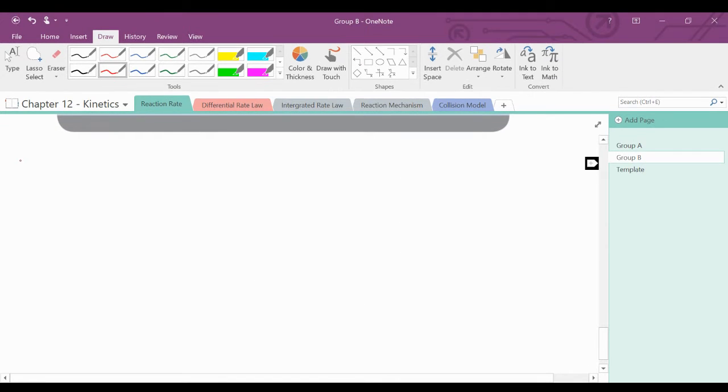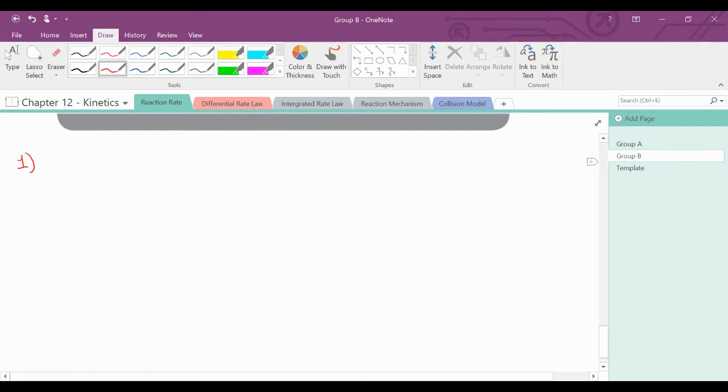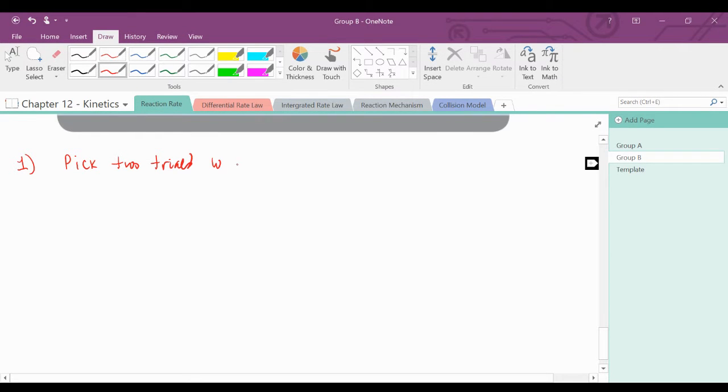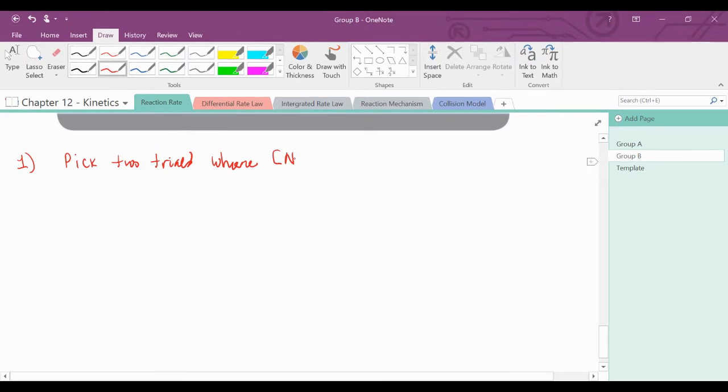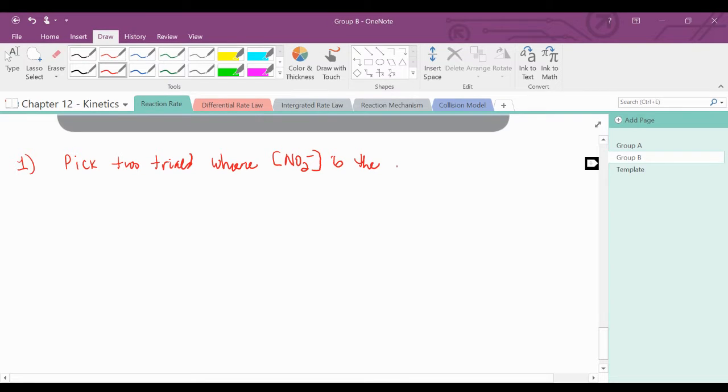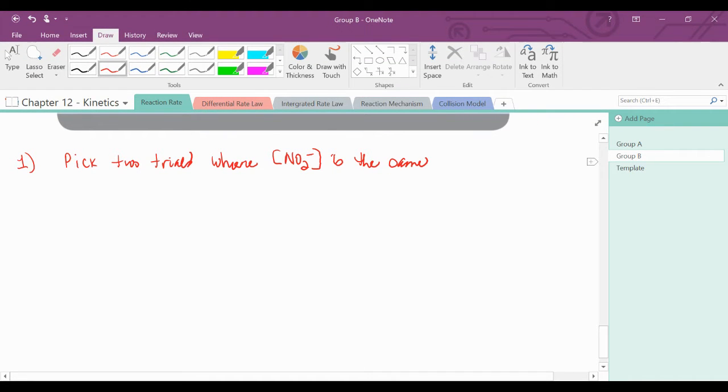All right, so here is step one of my problem. We are going to find the order of reaction with respect to the ammonium ion, which is NH4 plus. To do that, we are going to pick the two trials where our other reactant would have the same concentration. In this case, NO2 minus, the nitrite ion, is the same. And we're going to find n.